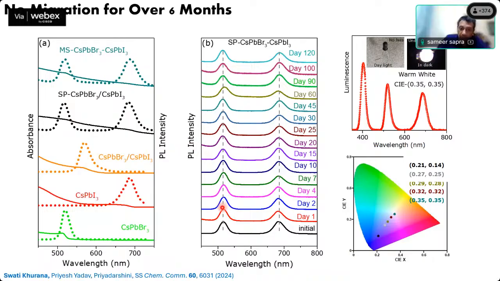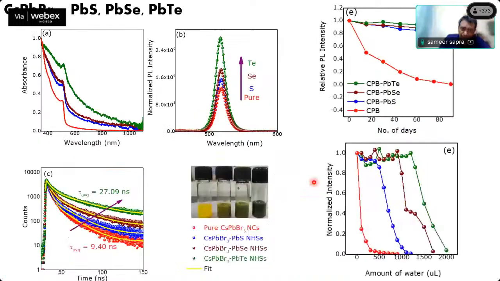And these peaks are stable for months altogether. And we could even make some white light emitting devices using these materials, because this is green and red, and then you use the blue from the LED, and you can make these white light emitting devices. Okay, maybe I show this and then tell.